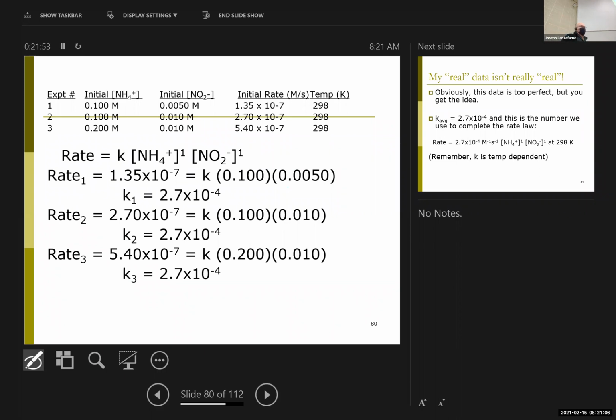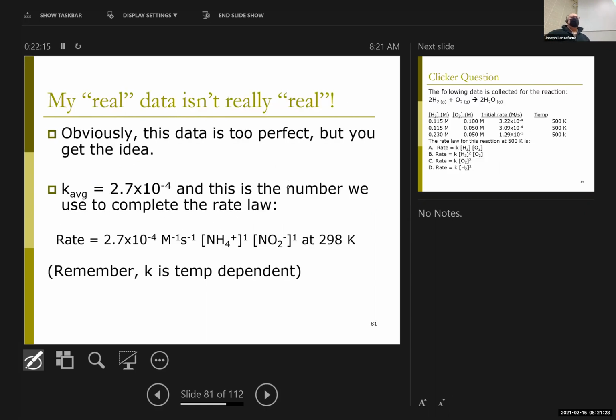Right, and again, because it's totally made up data, too perfectly made up so there's no experimental error in it. Right. I get exactly the same K for all three. And so the average K is also 2.7 times 10 to the minus 4. And I have essentially the rate law at 298 Kelvin.